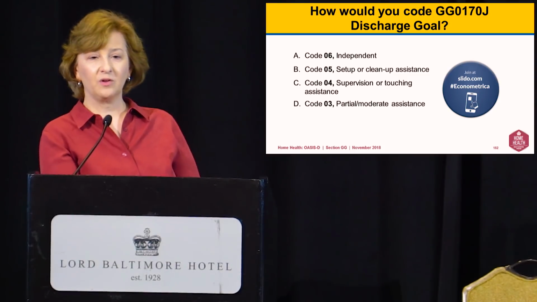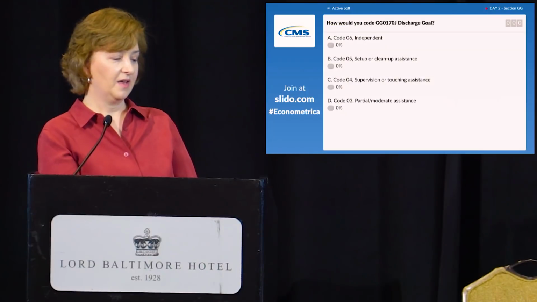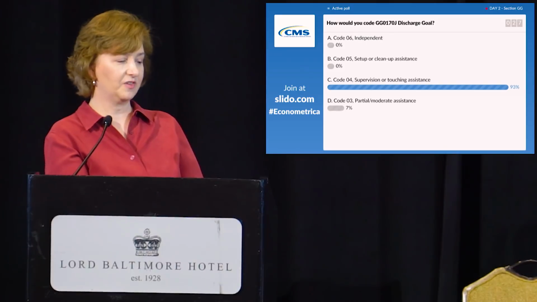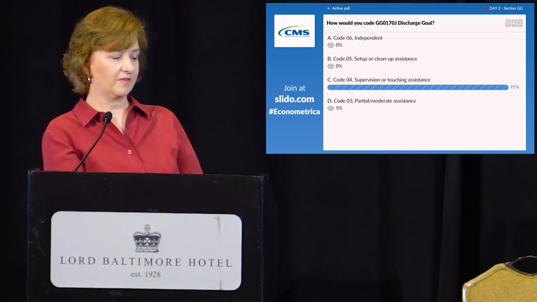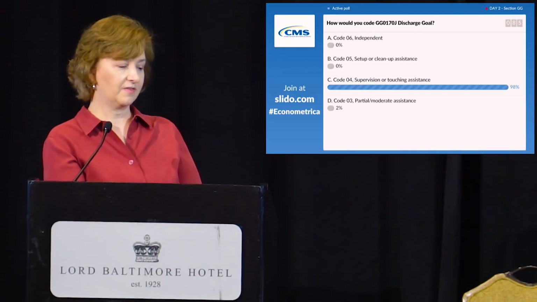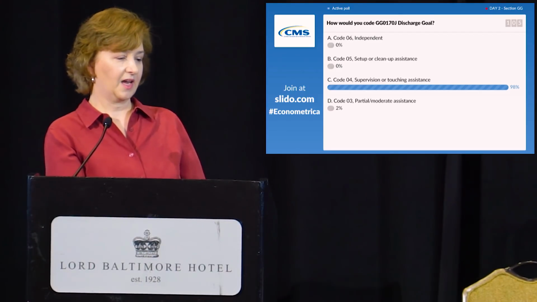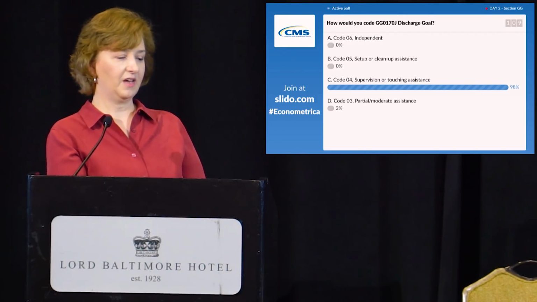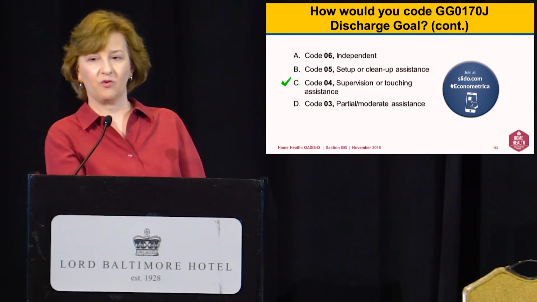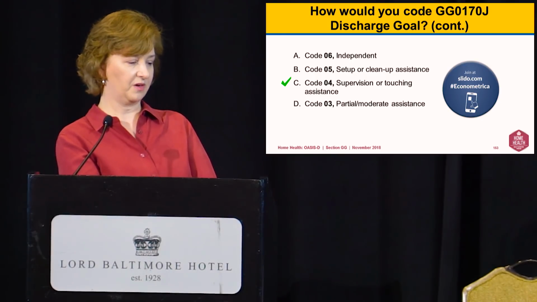And then in terms of goal, it said supervision and some verbal cueing is the expected level at the time of discharge. Response options are 06, independent, 05, setup or cleanup assistance, 04, supervision or touching assistance, 03, partial moderate assistance. Looks like we've got about 105 people who have answered so far. Okay, most people did code 04. I agree that would be a reasonable discharge goal based on what's been described.